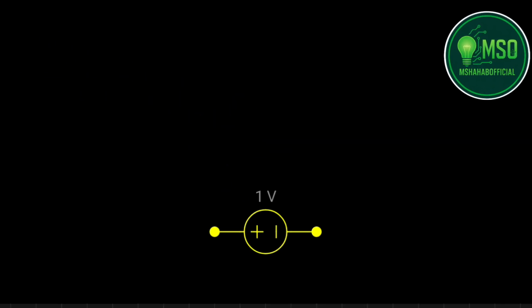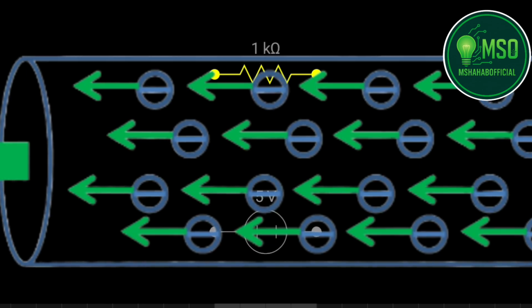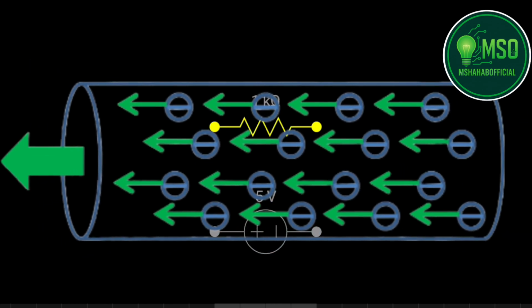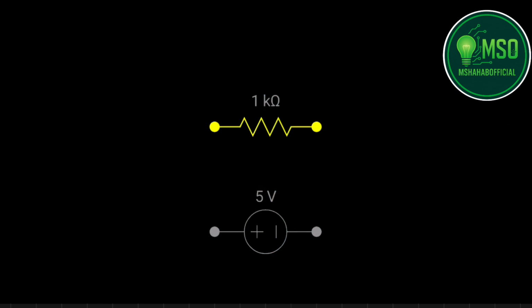Shahab Official. In this video, I'll explain with a practical example what electric current is. Electric current is simply the flow of electric charge through a conductor, like a wire. In metals, the charge is carried by electrons.